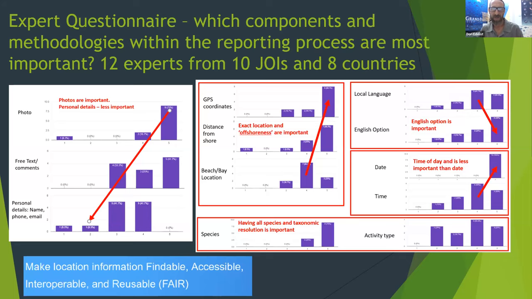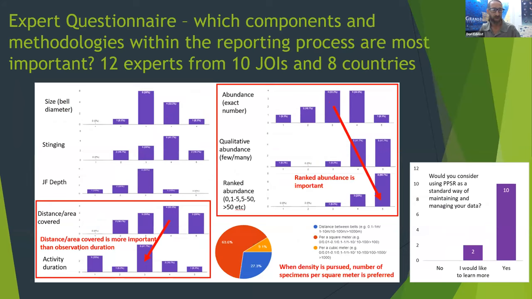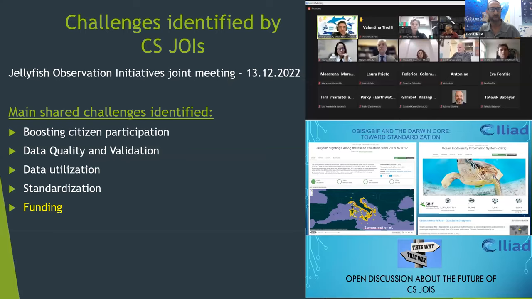Or if we look at the exact location of jellyfish, the pinpoint GPS coordinates, that's considered more important to them than general location, than the beach name, for example. Local language is important. The time of day is less important than the date, of course, etc. So we were able to glean from this questionnaire and from several interviews with the jellyfish observation initiatives what they would consider as best practices. And using PPSR, as you can see on the right, is certainly one of them.